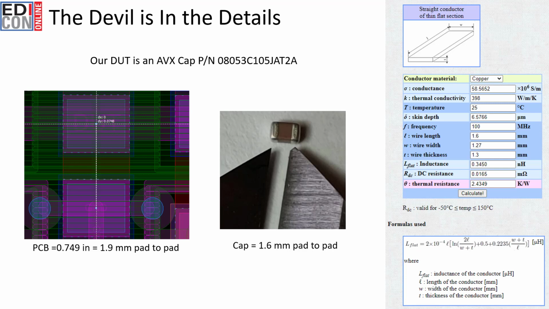Now, using the Grover equation that we showed before, also shown there at the bottom right, we can recalculate what the inductance should be based on these measured dimensions. And what we get is 345 picohenries. Now, if you recall, based on the SimSurfing software, this 345 picohenries is somewhere in between the two Murata curves.